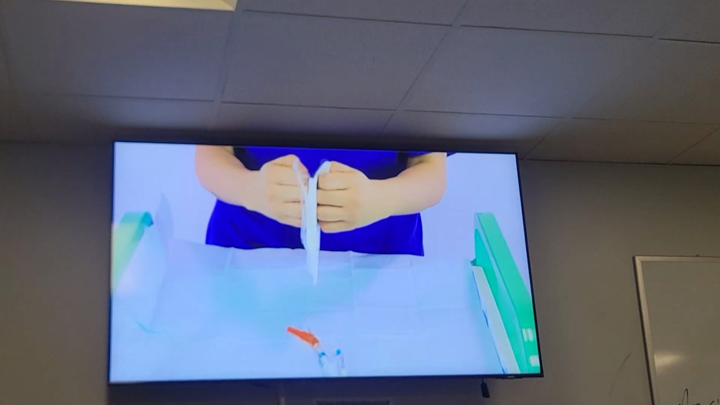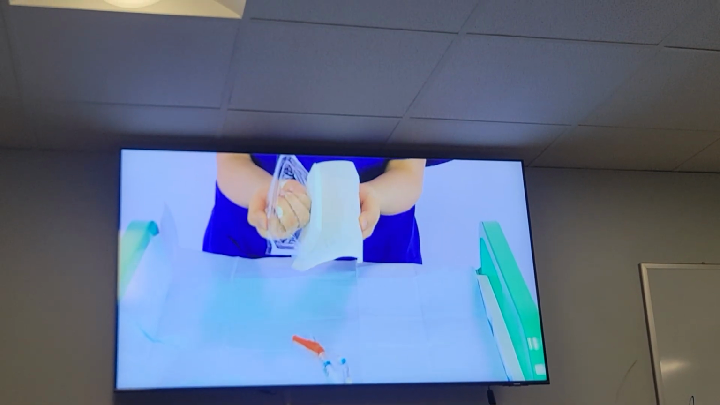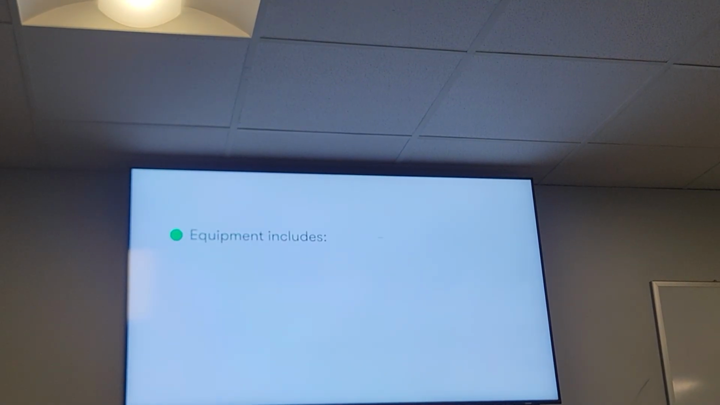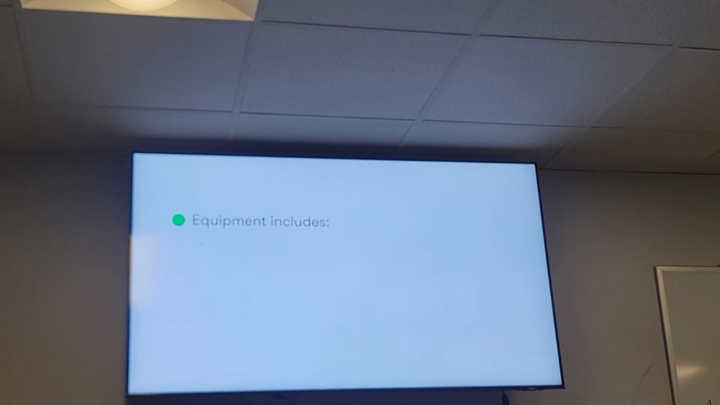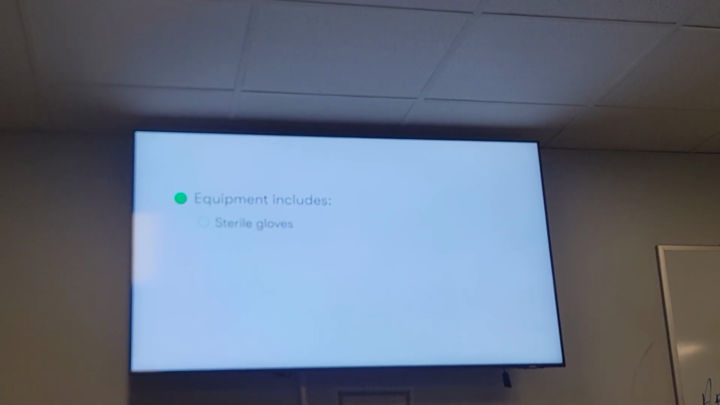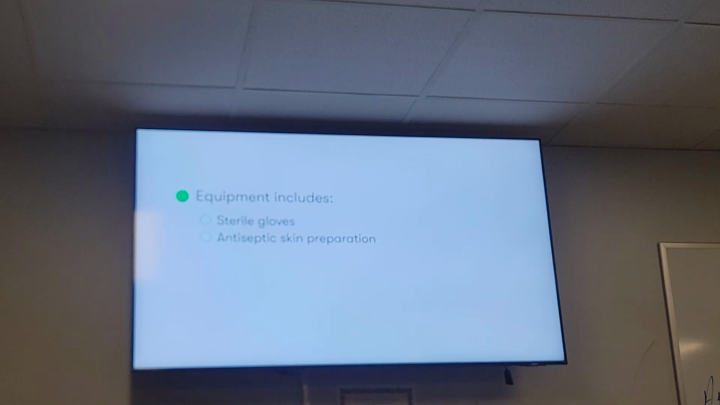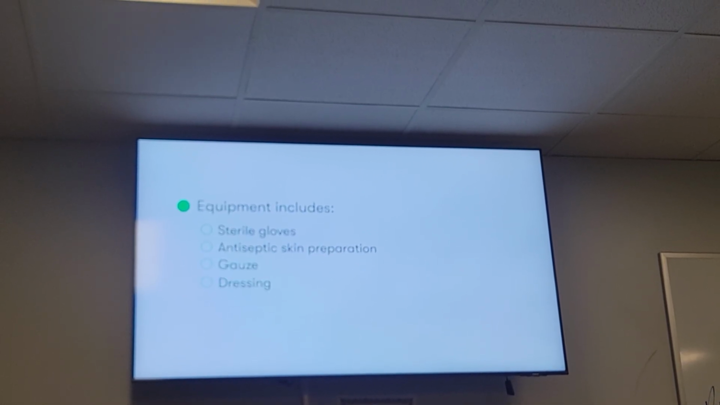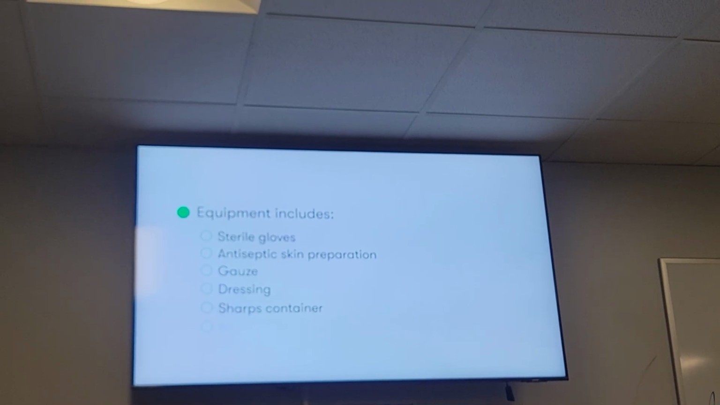We may now set up our equipment, either on a sterile trolley or a sterile tray. In performing an ABG sample, we need some gloves, preferably sterile, antiseptic skin solution, sterile gauze and dressing, a sharps container, and the needle and syringe.